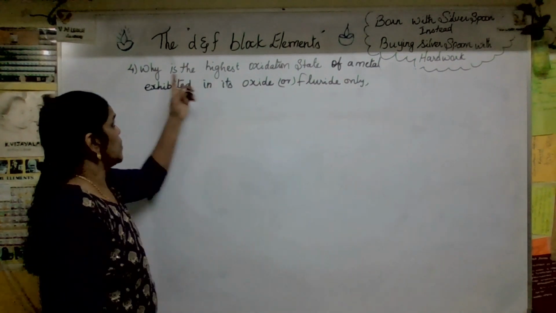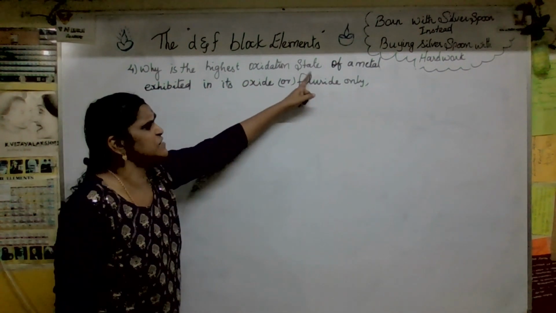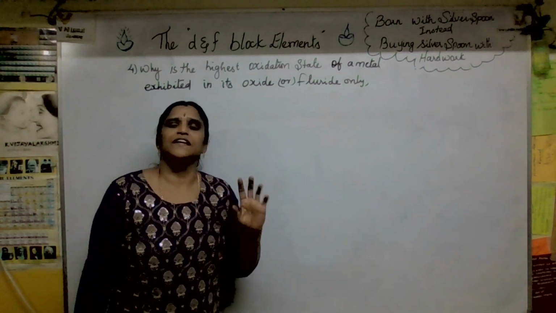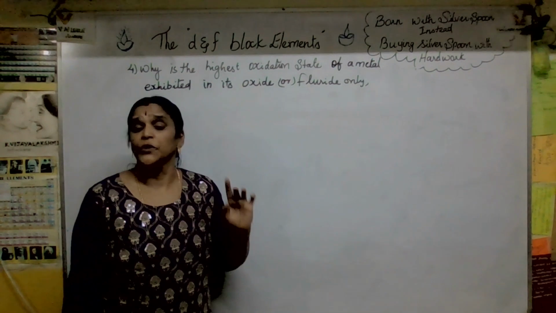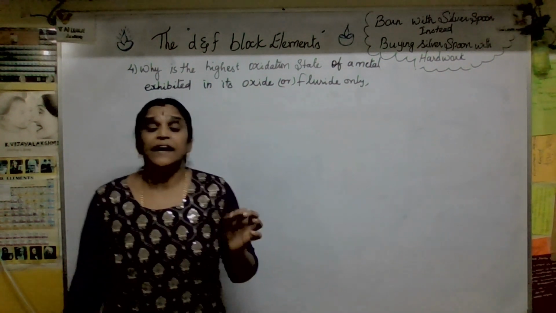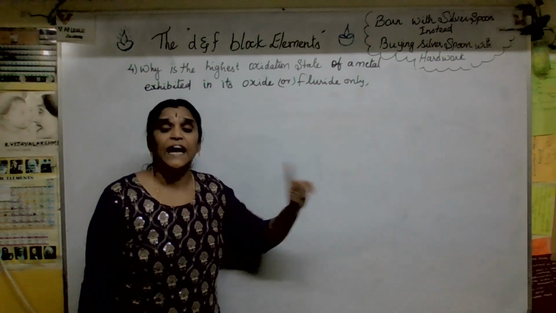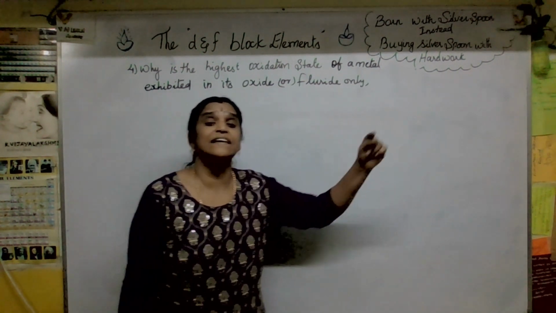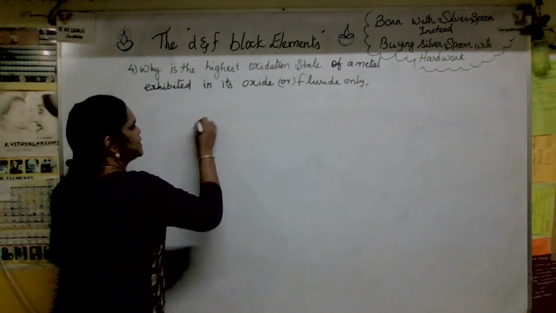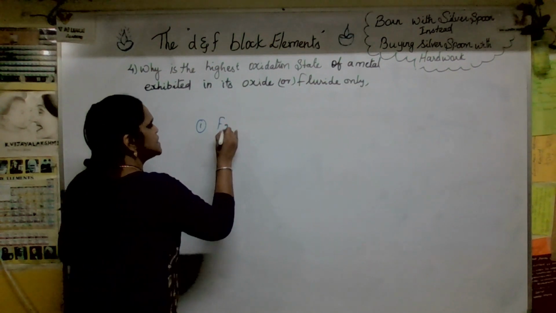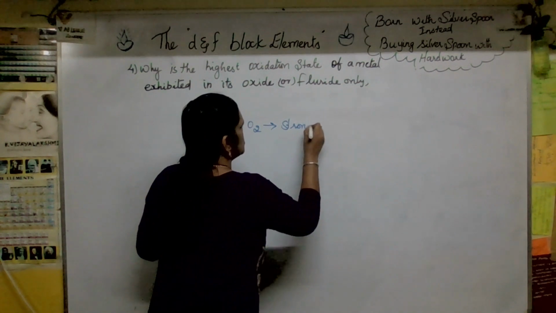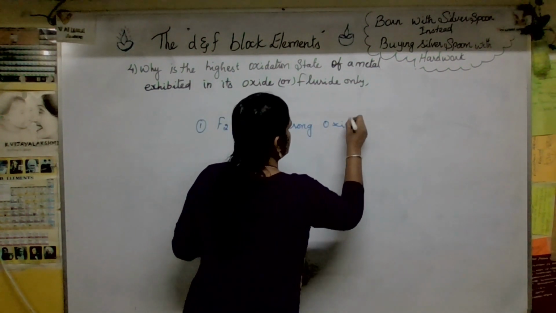The next one more important question. Why does a metal exhibit its highest oxidation state in its oxide and fluoride only? Very simple and very easy also. You know, fluoride and oxide are very strong oxidizing agents. Next, one more point here. Due to high electronegativity, high standard reduction potential. These are the three main points you have to note. First one, what is it? Here, fluorides and oxides are very strong oxidizing agents.